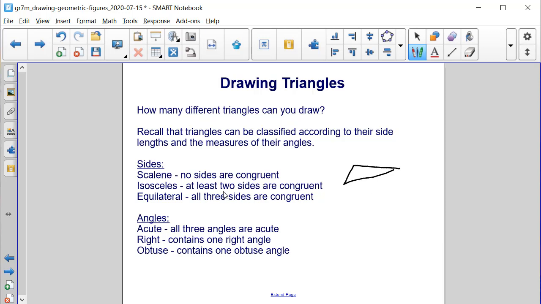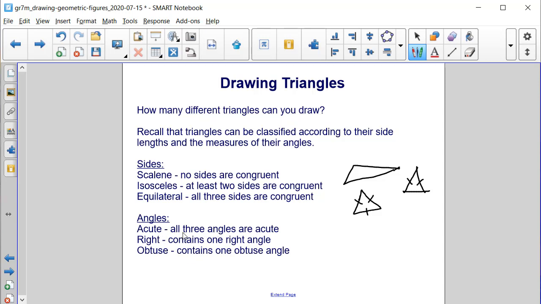An isosceles triangle has at least two sides that are congruent. It's usually two, but it can be more. An equilateral is when all three sides are congruent. And it is worth noting that equilateral triangles are considered to be isosceles. You can also draw triangles based on their angles.